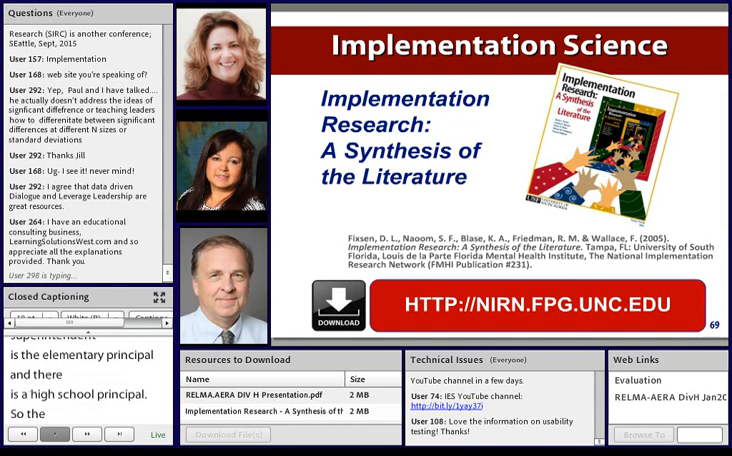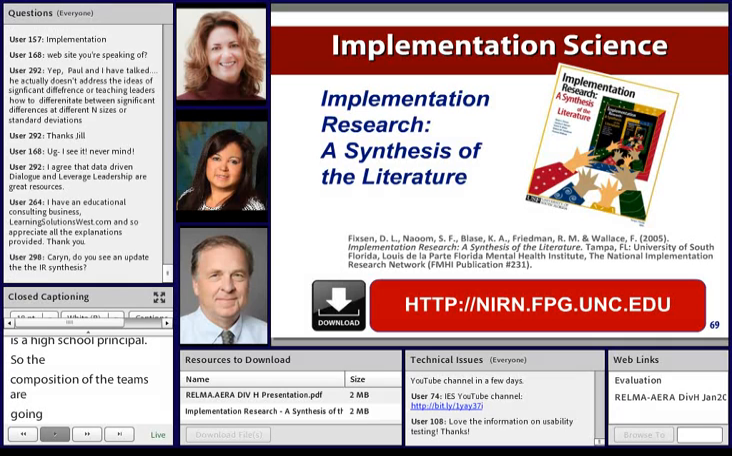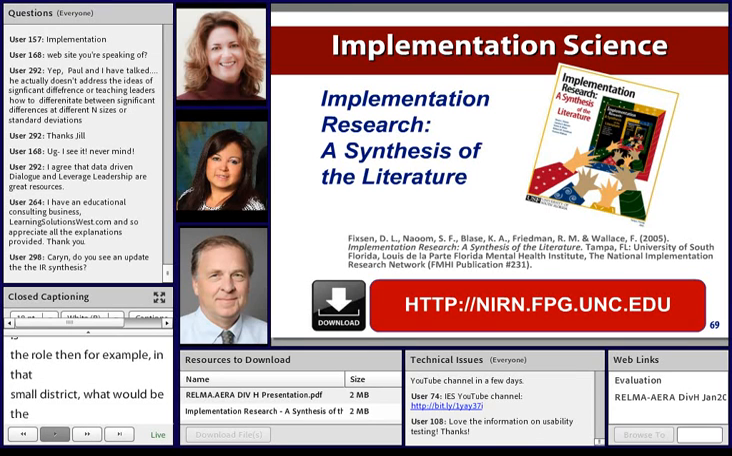And so what's the role then, for example, in that very small district? What would be the role of regional and state level support? It's going to look a little different than in that large urban district, and in the number of teams that district will need.